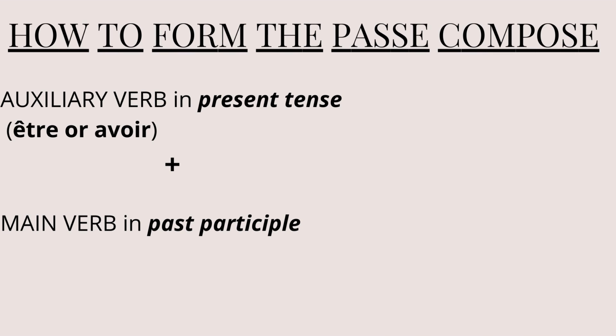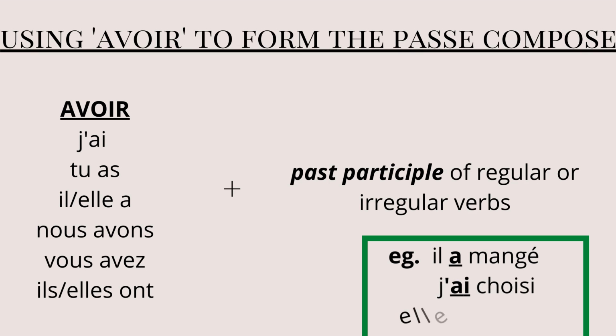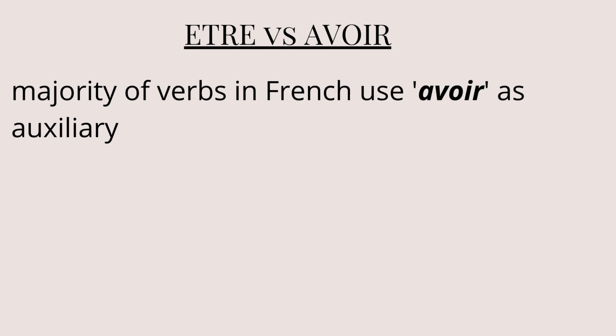In conjugating passé composé, you have être or avoir conjugated in the present tense, and then you have your main verb or the action verb conjugated in its participe passé. That means in its past participle. In an example like il a mangé, you can see that the verb a is conjugated in present tense, and then you have manger, choisi, entendu conjugated in participe passé. For the majority of verbs, they take avoir as the auxiliary verb.